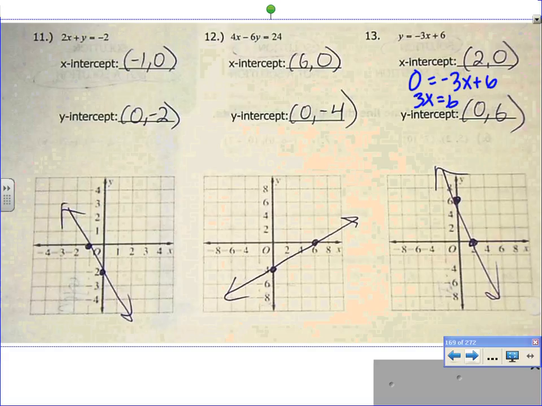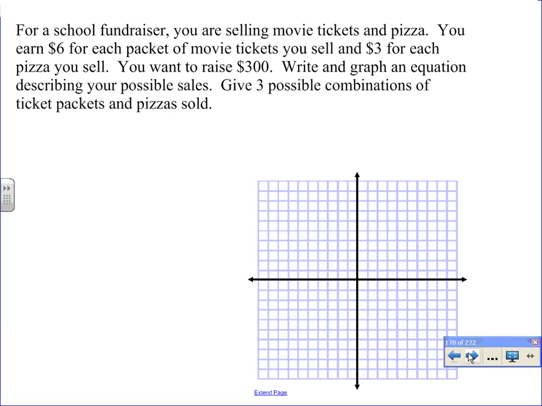Okay, we're going to try another word problem together. So you can write it down if you want to. But this is just something that we thought after today in class, because you guys are having trouble with that word problem, we'll do this one. So for a school fundraiser, you're selling movie tickets and pizza. You earn $6 for each packet of movie tickets you sell, and $3 for each pizza you sell, and you want to raise $300. Write and graph an equation describing your possible sales, and give 3 possible combinations of ticket packets and pizzas sold.